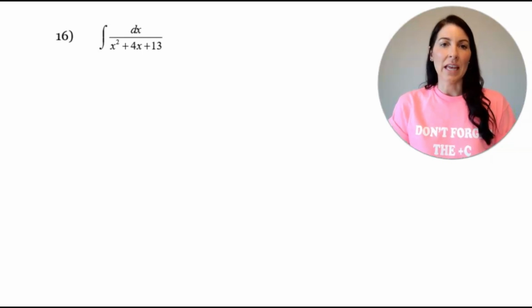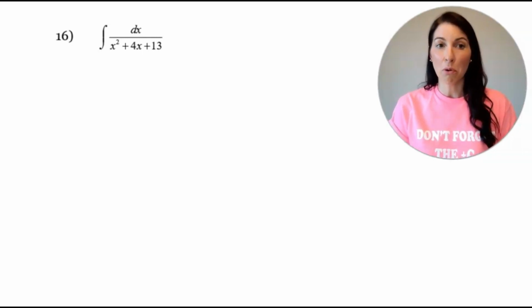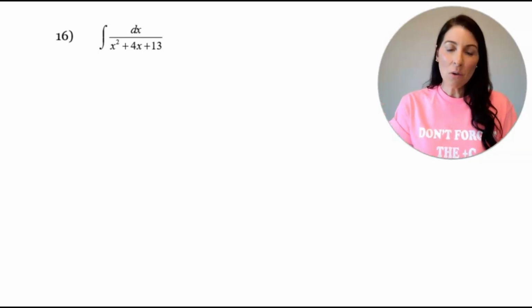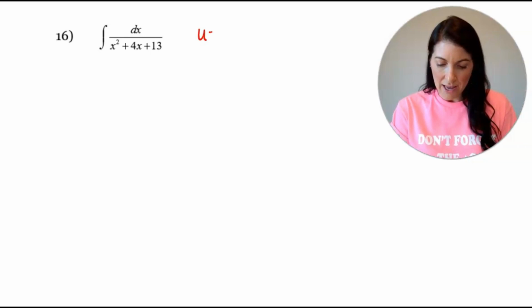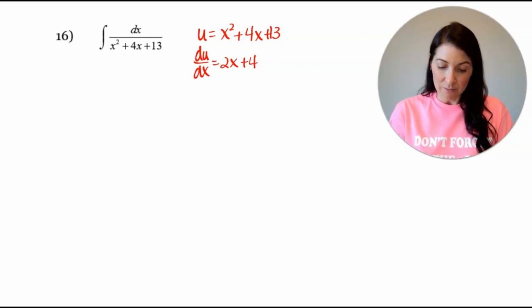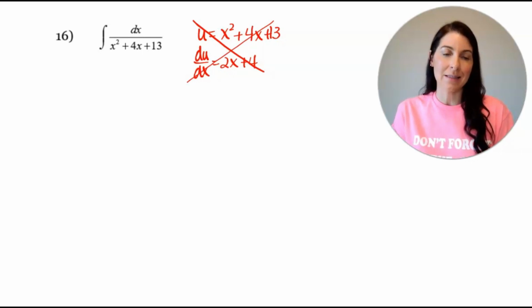In here, we're taking the integral of dx divided by x squared plus 4x plus 13. Now, a common u-substitution approach is to set the denominator equal to the u. Now, that's not going to work in this problem, and I'll show you why. I'll write it in red and then cross it out. If you set the denominator equal to u, and then you took the derivative of u with respect to x, you would get 2x plus 4. And that doesn't show up anywhere in the problem. So that's how I know I am not going to want to use that strategy in this case.